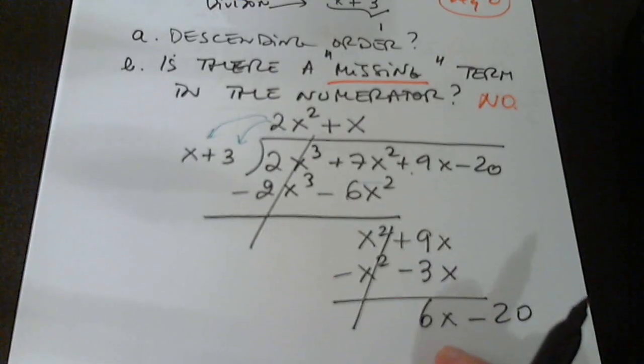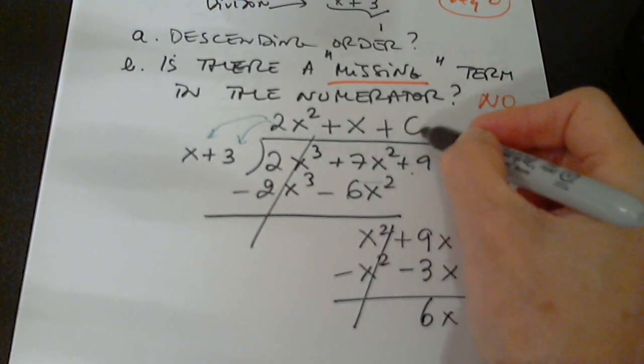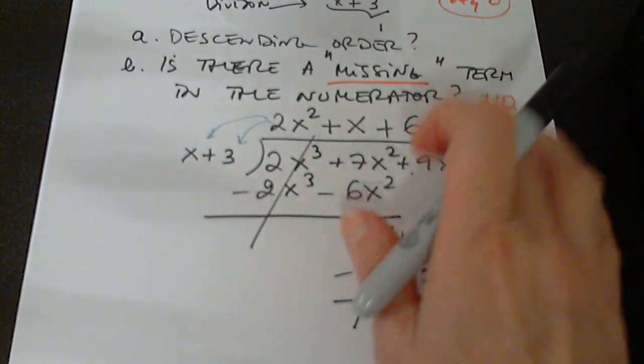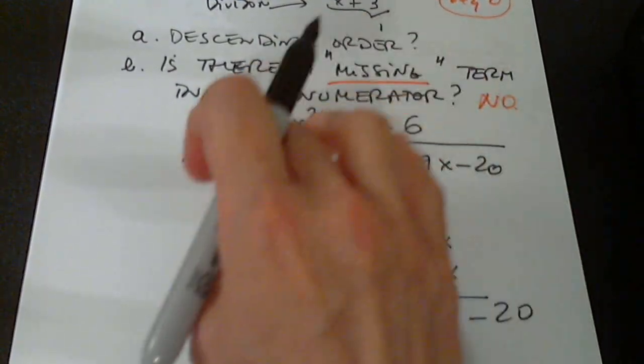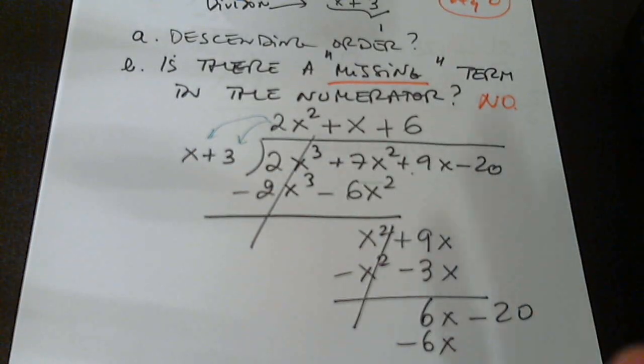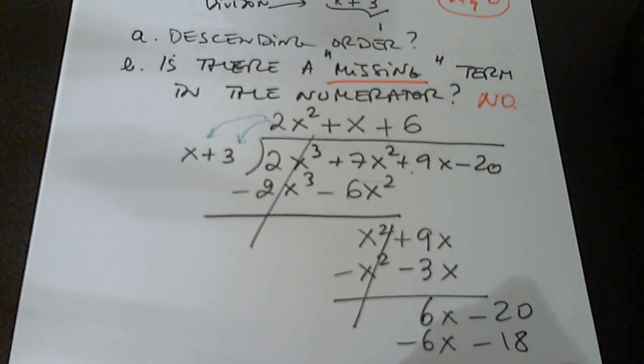x times what is 6x? I do not lie. I tell the truth. x times 6 is 6x, but I need to write the opposite. 6 times 3 is 18, but I need to write the opposite. I box it in because this is negative 38.